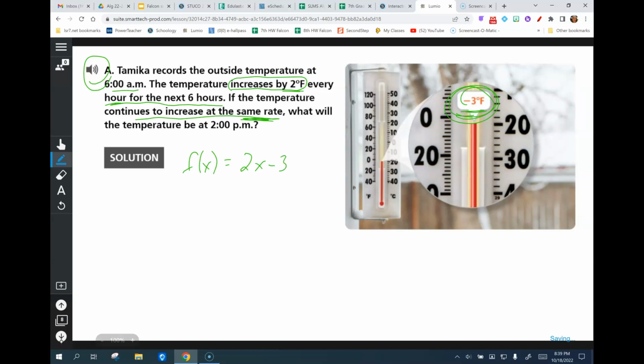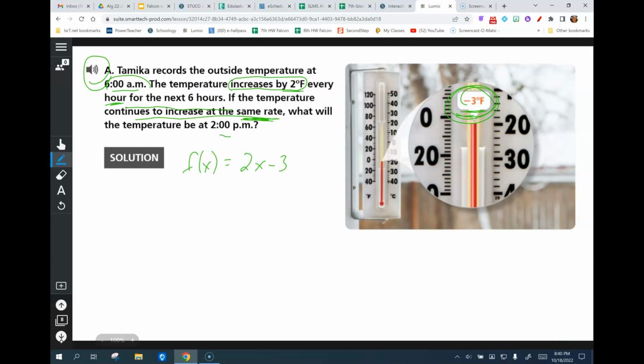Okay, so now it's going to increase every hour for the next 6 hours. Okay, so it says for the next 6 hours. Now that would just take it, if I go from 6 a.m., 6 hours would be 12. But it says if it continues, what would my temperature be? And that would be my equation, okay?